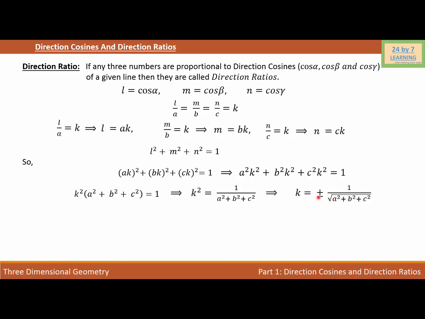The reason I'm getting positive and negative signs is that I have K square over here, and when you find the square root of any number, you get both roots, positive and negative. Now I have my K.